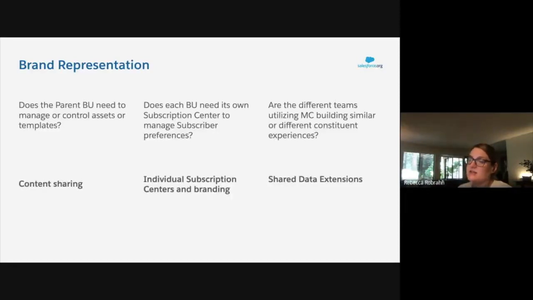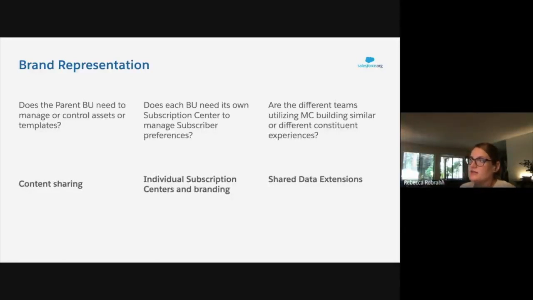Again, as Gokul had mentioned, if the intent is to give each brand underneath the organization, or each division or team, the ability to manage their individual subscribers' preferences, then you can certainly utilize an individual subscription center as well as branding for each business unit. If you want that unified front, unified branding, then you can have an enterprise-wide subscription center.